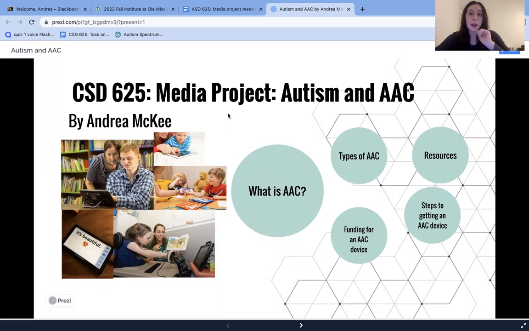And this is just going to provide a little insight of what AAC has to do in relation to autism. And of course, there's a lot more information out there due to the importance of AAC and people with autism.